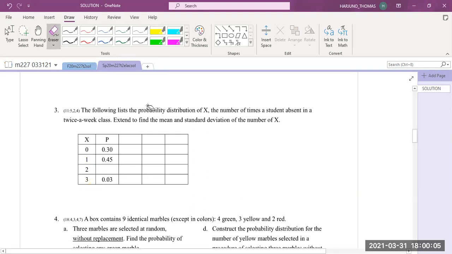Okay, now then, extend to find the mean and standard deviation. Let's make sure that this is a probability distribution first, that they need to add up to 1. Right? Now, what is this guy here? Let's call that question mark, such that 0.30 plus 0.45 plus question mark plus 0.03 equals 1. 0.78 plus what equals 1? That is 1 minus 0.78. That's 0.22.